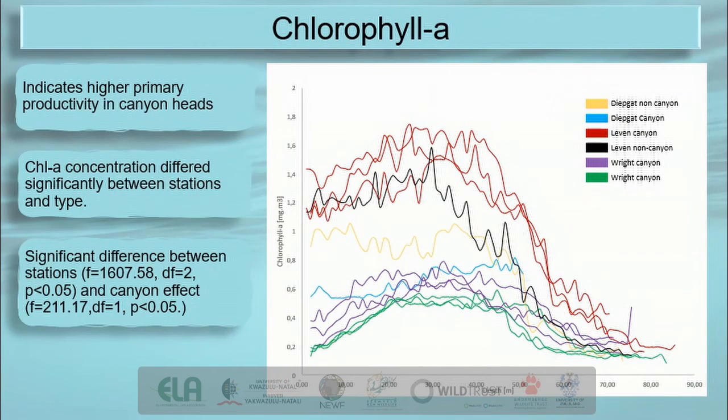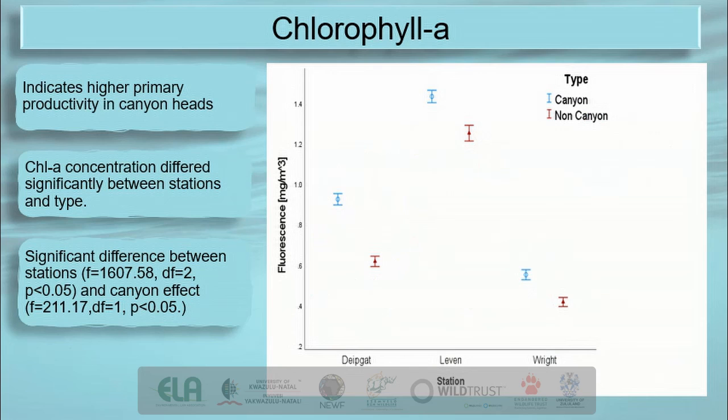When we looked at the chlorophyll a profile, you can see that the canyons, especially at Leven, had higher chlorophyll a, indicating higher primary productivity in the canyons, and it was significant between the stations and between canyon and non-canyon.